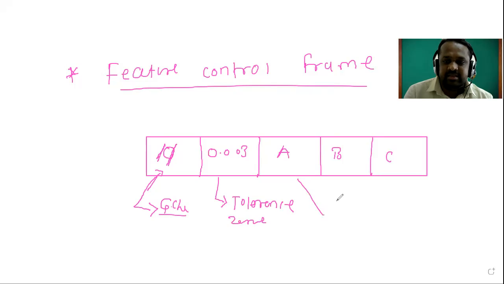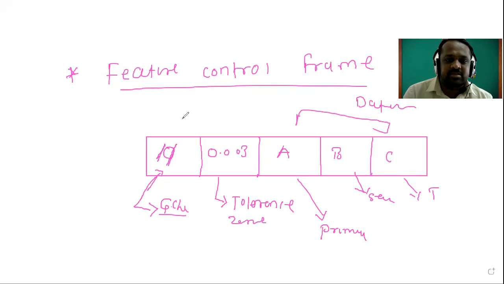Again, it indicates the primary datum, then the secondary datum, then the tertiary datum. These are the datums. See, this is the characteristics, the tolerance. In this manner, we have to show the control feature.